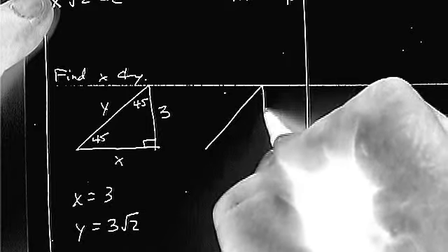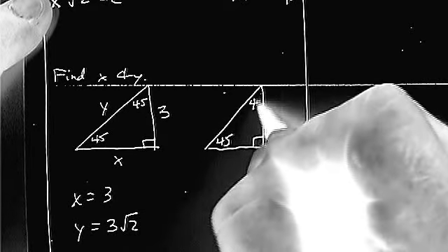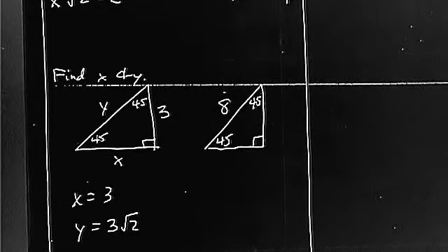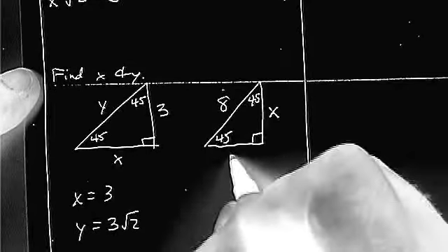So for instance, the more difficult 45, 45, 90 right triangle question would be if you gave me something like the hypotenuse and you asked me for the side length.